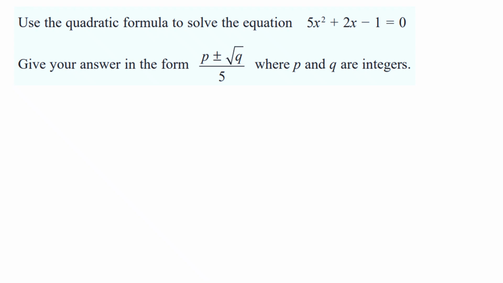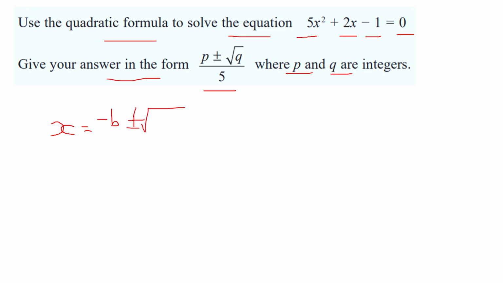Use the quadratic formula to solve the equation 5x squared plus 2x minus 1 is equal to 0. Give your answer in the form p plus or minus root q all over 5, where p and q are integers. So the quadratic formula is x is equal to minus b plus or minus the square root of b squared minus 4ac all over 2a.